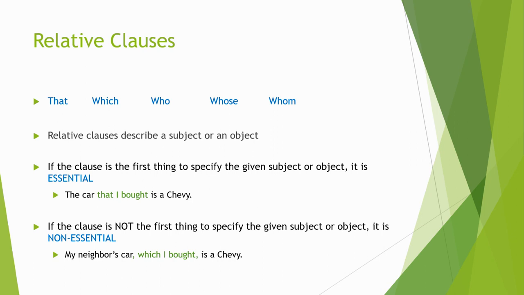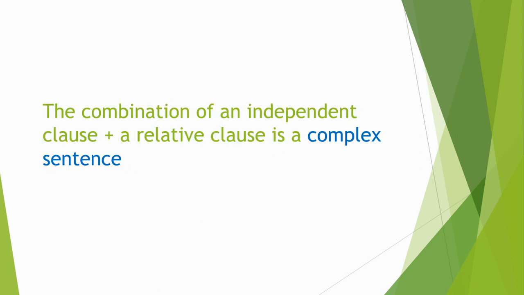Okay, next slide's a short one. The combination of an independent clause plus a relative clause is a complex sentence. So the example you just looked at, the car that I bought is a Chevy. Very, very short, also a complex sentence. My neighbor's car, which I bought, is a Chevy. Complex sentence.